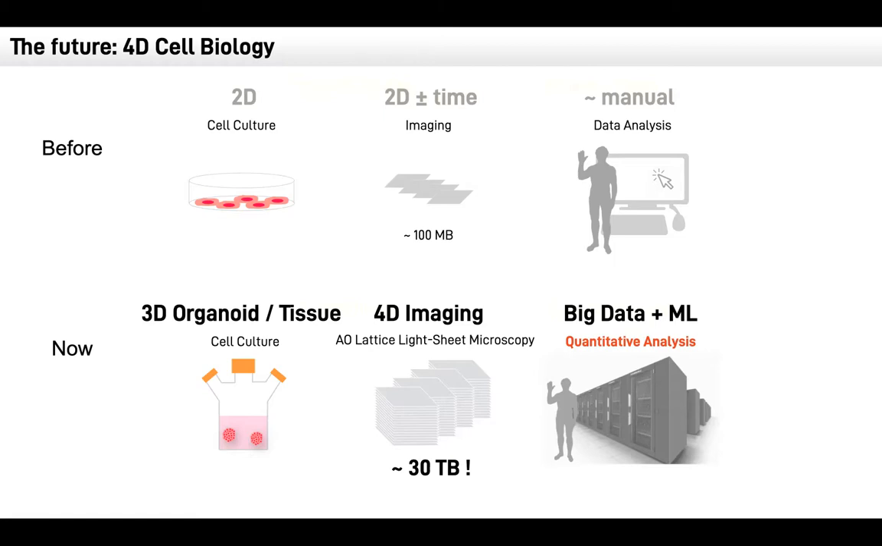What we are doing in the lab, we take human stem cells, we CRISPR genome edit them, and then we grow three-dimensional organoids from those stem cells. Currently, we have intestinal organoids and brain organoids. With the development of adaptive optics lattice light sheet microscopy, you can go ahead and image these three-dimensional organoid tissues live. So you can do cell biology in living tissue. And now you really create 3 terabytes per hour.